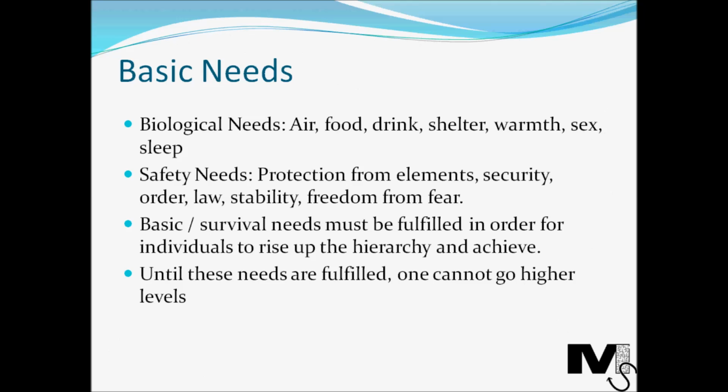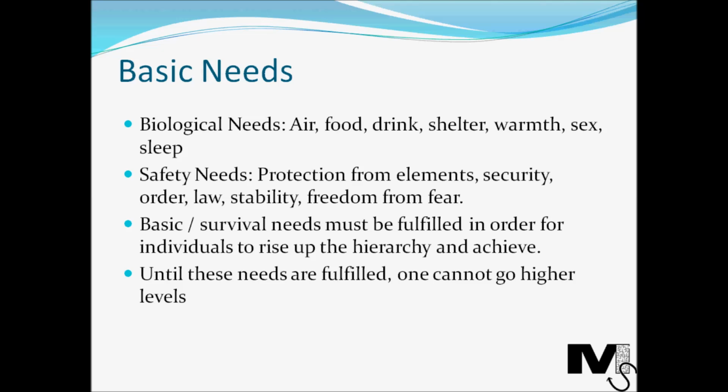So we move on to the first classification, which is basic needs. Basic needs have biological needs like air, food, drink, shelter, warmth, sex and sleep included. So these are like the bare essentials, the bare minimum requirements of people. Unless these requirements are met, people are not going to actually look at higher requirements.